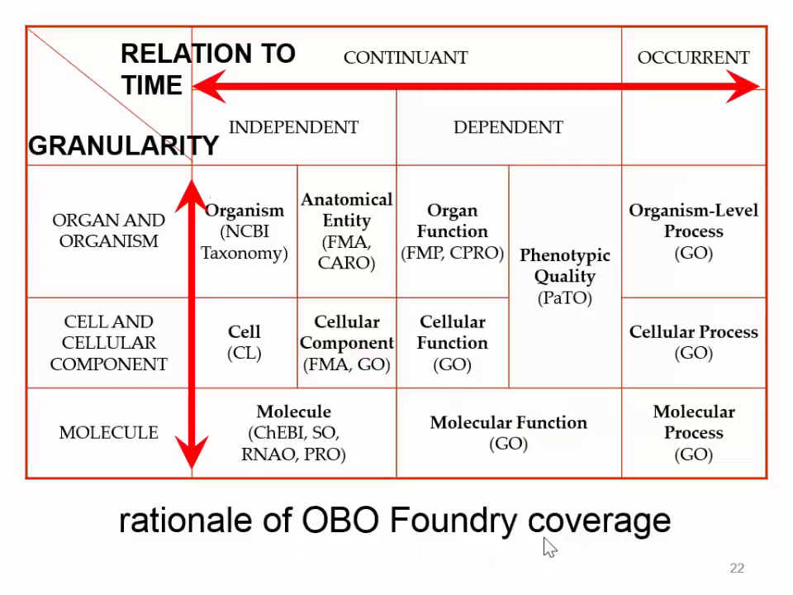So we have very small things, such as molecules at the bottom. And we have larger things as we proceed towards the top. So that's a granularity axis. And then we have the BFO trichotomy between independent continuants, dependent continuants, and occurrence along the horizontal axis. So these are attributes, these are things, and these are processes.